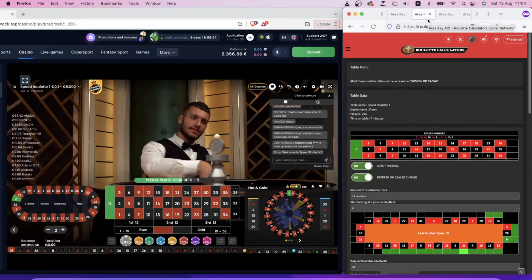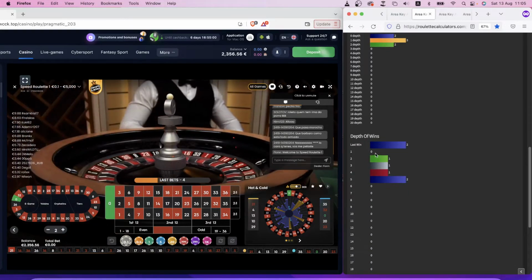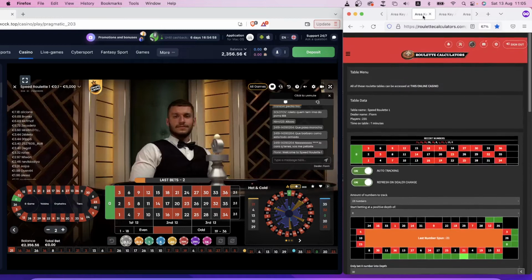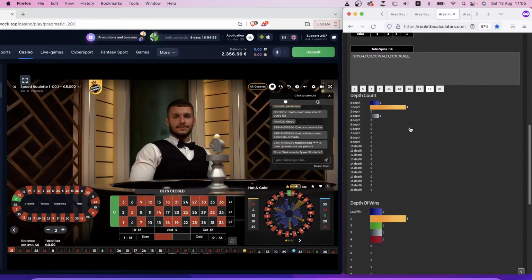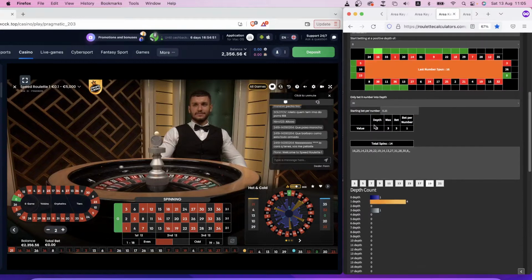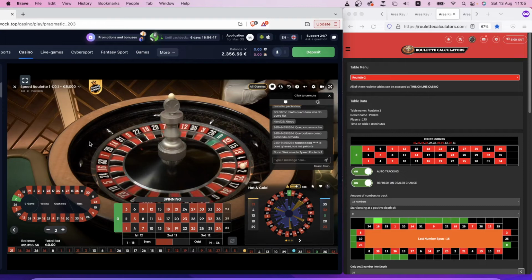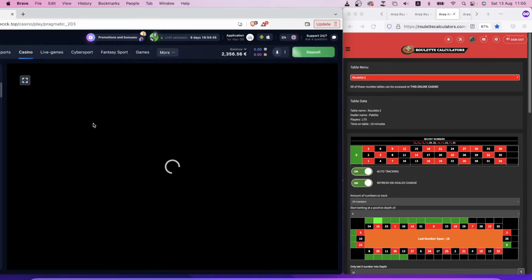This is a speed roulette that we're watching. Depth of 1, 1, 1, 1, 1, and 0, 2, currently on the depth of 1 again. This one, depth of 0, 1, 1, 3, 1, currently on a depth of 2. That's Roulette 2. It is a Pragmatic table, which I don't like. I'm not a big fan of Pragmatic tables.